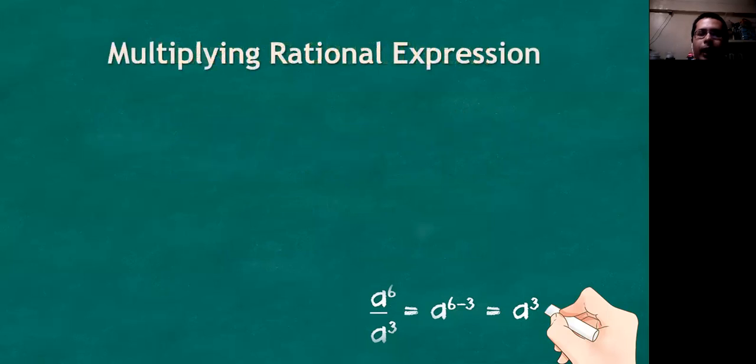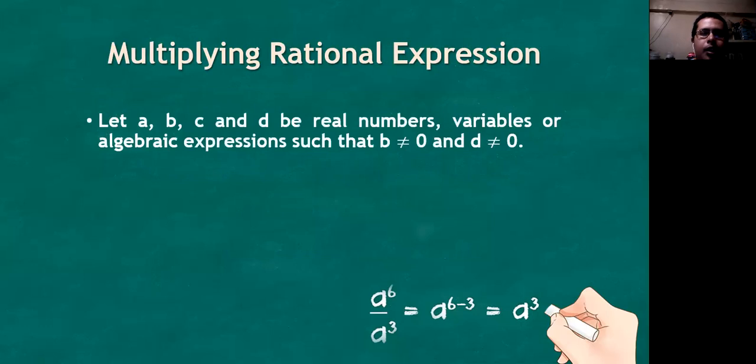Okay, so in multiplying rational expressions, we let A, B, C, and D be real numbers, variables, or algebraic expressions such that B is not equal to 0 and D is not equal to 0. Here's the expression for multiplying rational expressions. Just like multiplying fractions, A over B times C over D is equal to A times C over B times D. This is the concept of multiplying fractions.